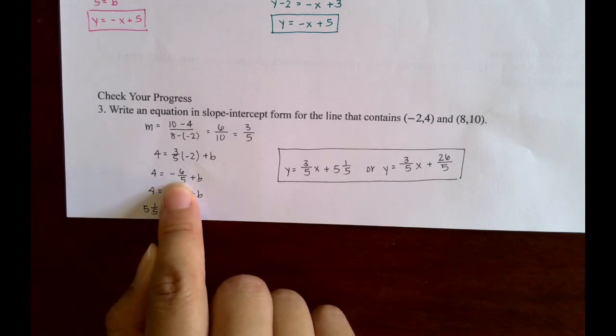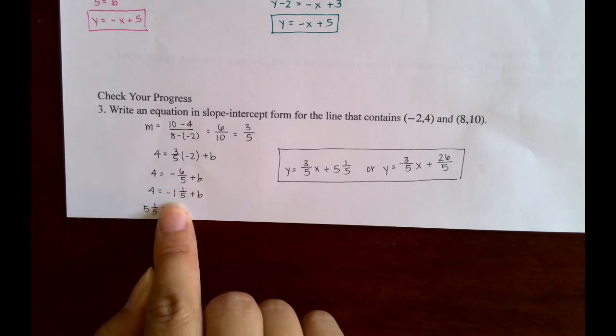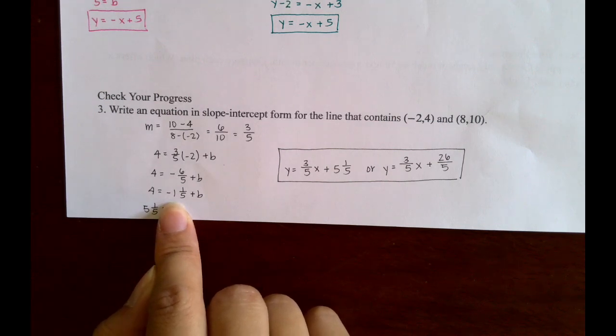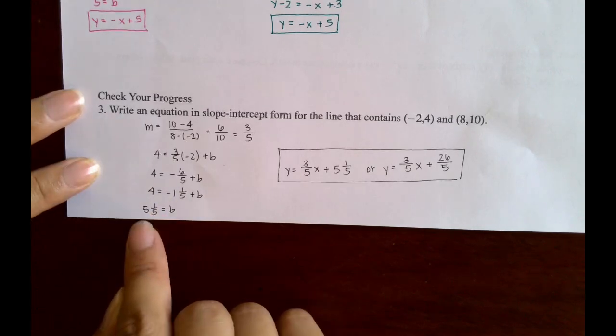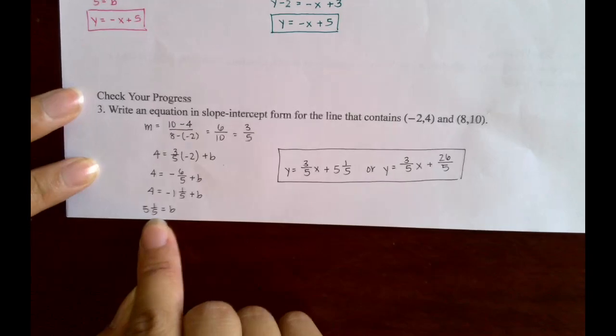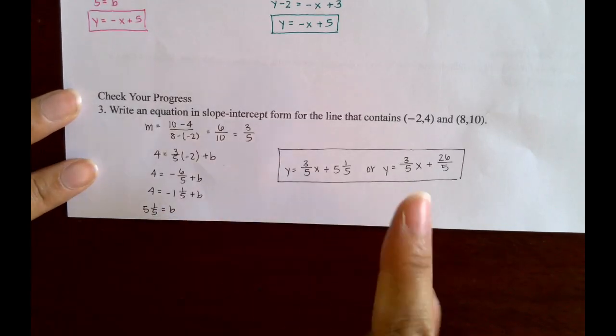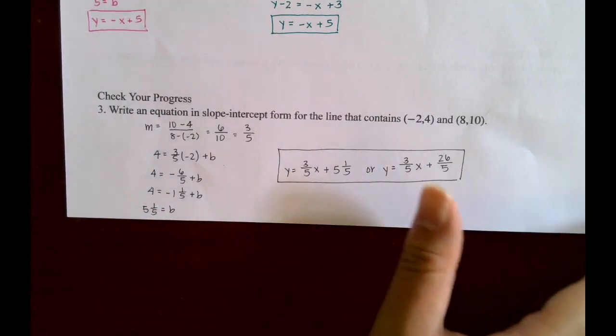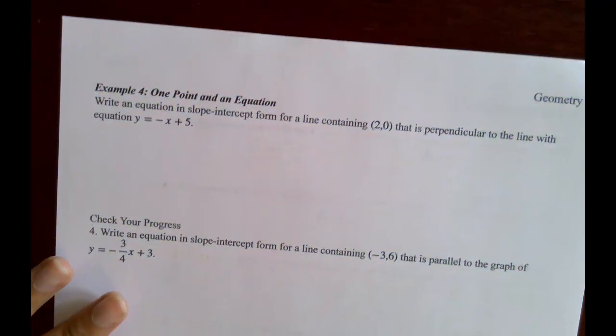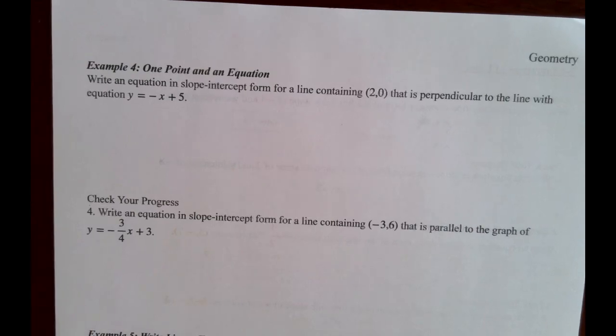Sometimes it's better to leave it as an improper fraction to do the math, makes it easier. Sometimes it's easier to change it. So it was easier this time to change it, so I did to -1 and 1/5. And then when I add it, 4 plus 1 is 5, and then the 1/5, so 5 1/5. And then I plug that in for b. Okay? So there's CYP3. Okay, next is example 4.